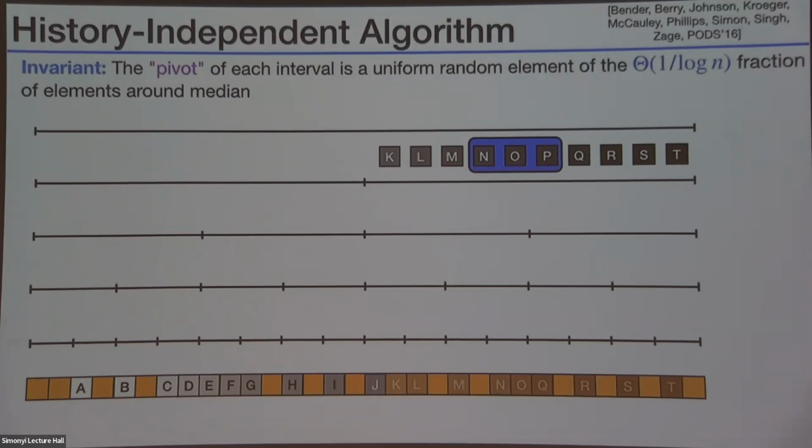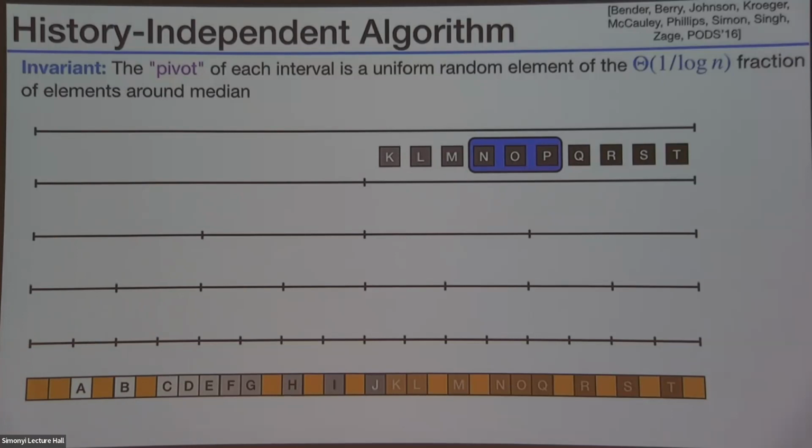Right, okay, so what we're trying to prove is that this algorithm is history independent. What that would mean is that if you tell me the number of elements in the array, like you tell me there's 20 elements in the array, I can immediately tell you the distribution of where these elements are actually located.